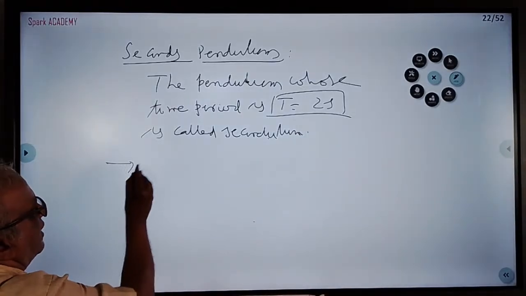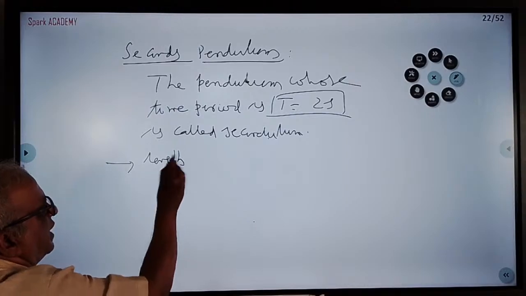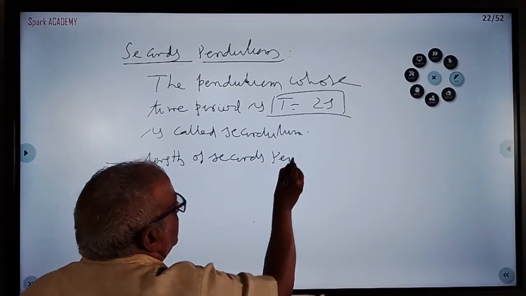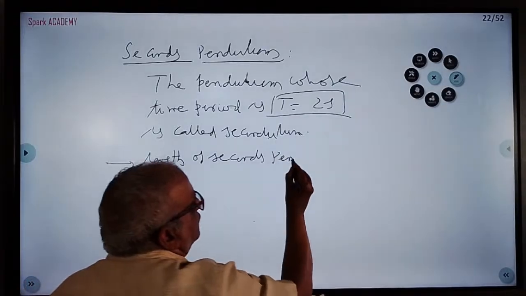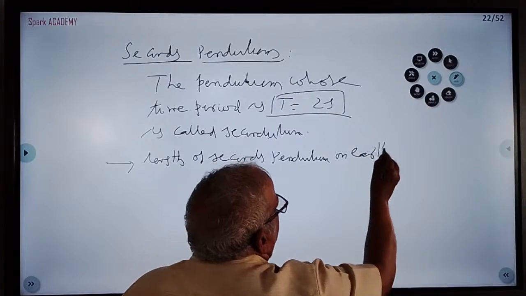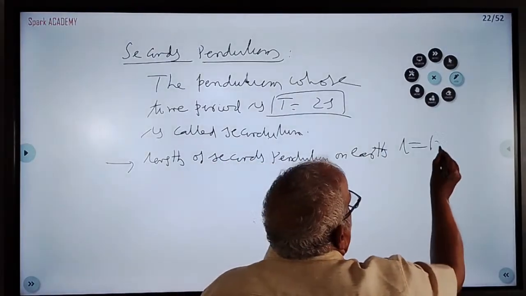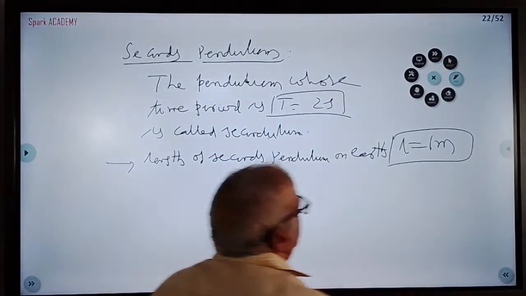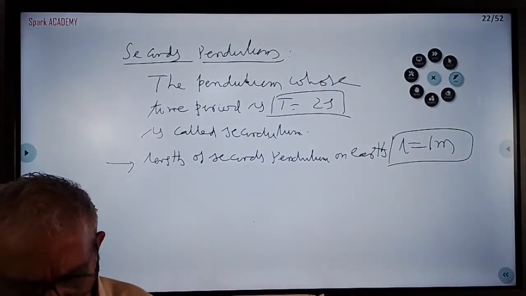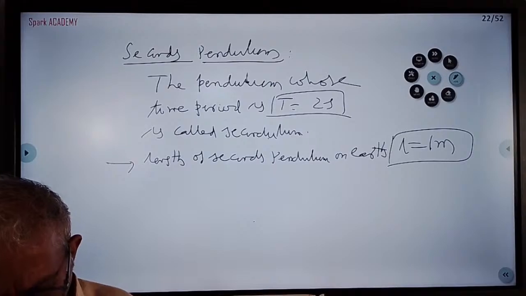Generally, for the length of the second pendulum on earth, you need not write the calculation; this is enough. Length of second pendulum on earth, L is equal to 1 meter, that is 100 centimeters. This is the long question, the first long question in oscillations.